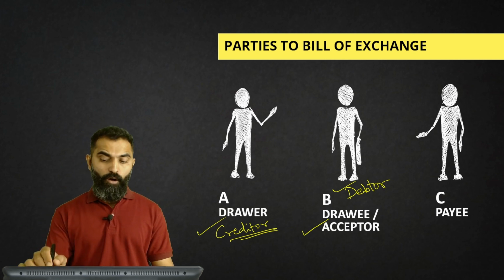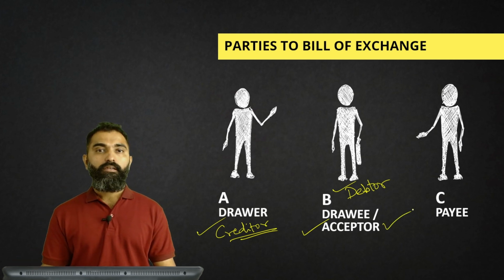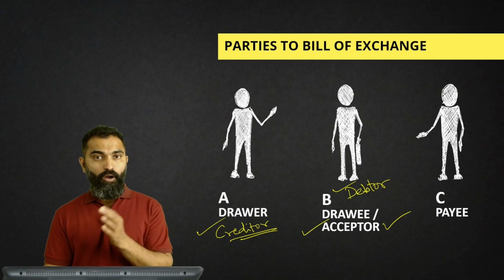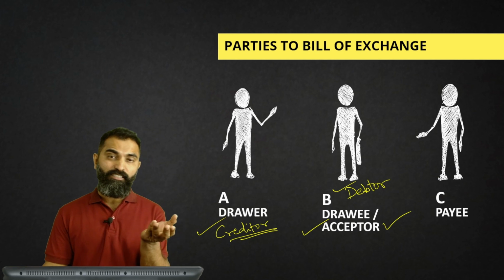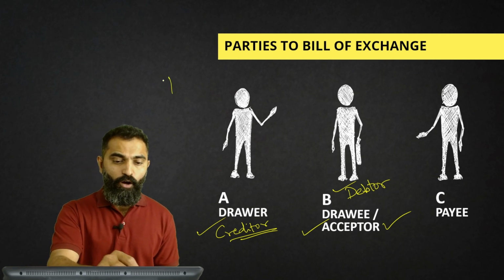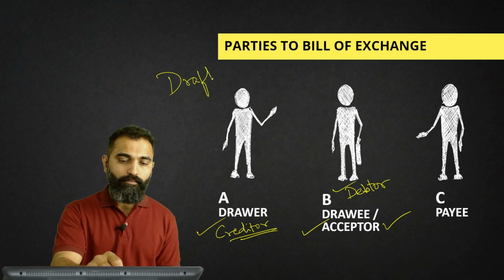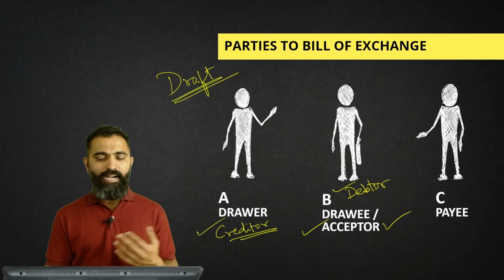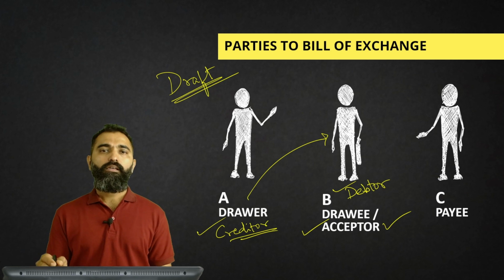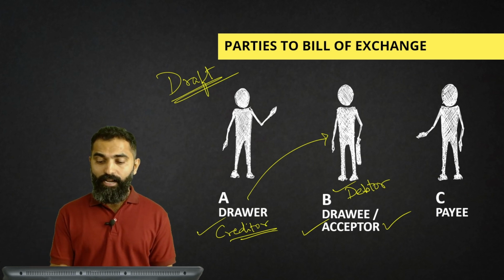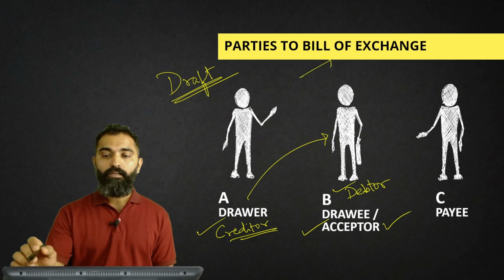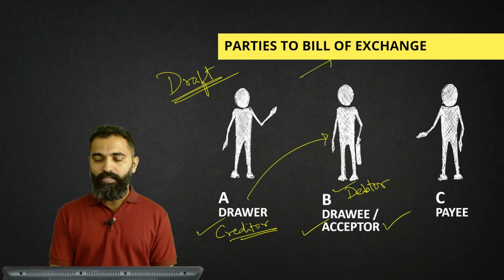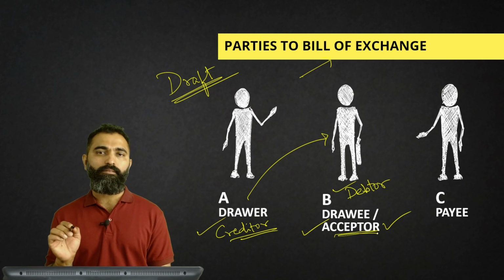And once the bill is drawn, then this person is called the acceptor. When the bill is drawn, if you remember from one of my earlier sessions, I had told you when the bill is drawn, it is called a draft. Yaad hai? The draft is sent by A to B. B will accept it and then it will become a bill of exchange. Okay. Once B accepts it, he is also called the acceptor.